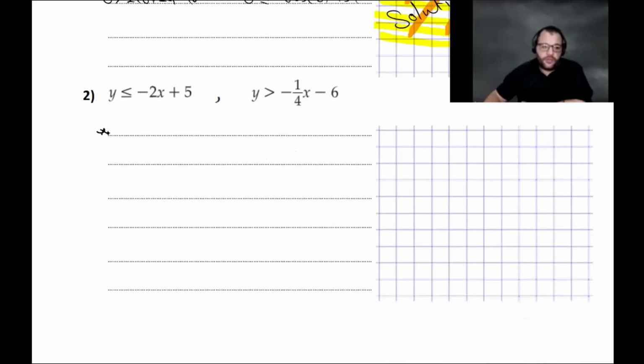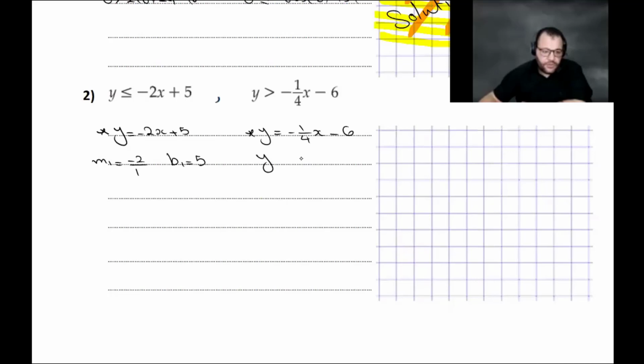Step number 1, convert the equation to y equals negative 2x plus 5. From that, we can say that the slope m1 is equal to negative 2, which is negative 2 over 1, and b1 equals 5. The second will be y equals negative 1 over 4x minus 6. It means the slope is negative 1 over 4.